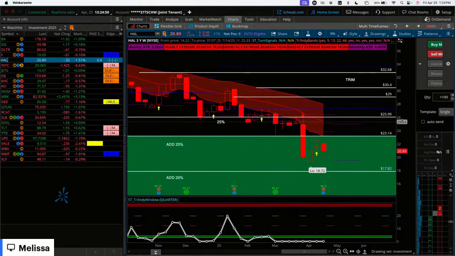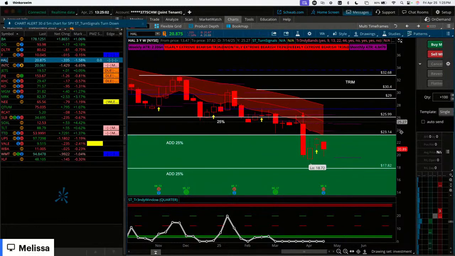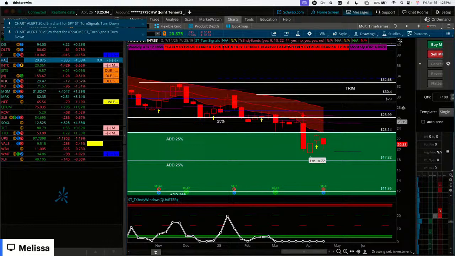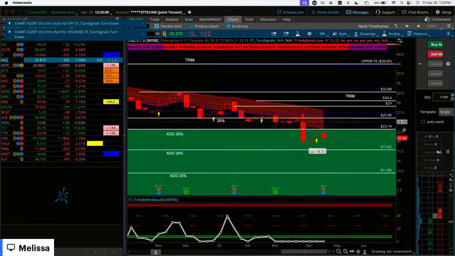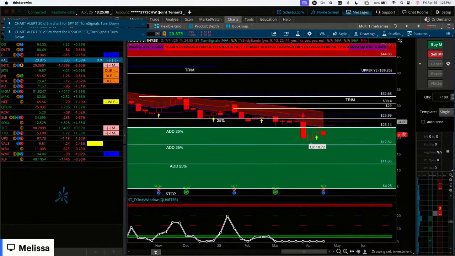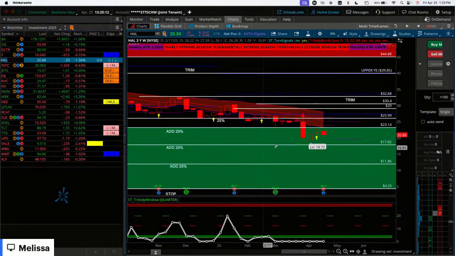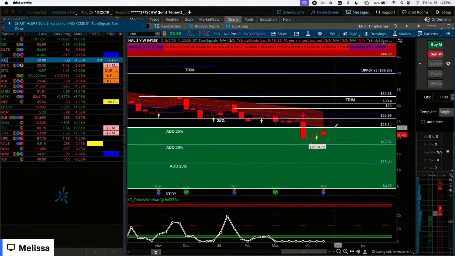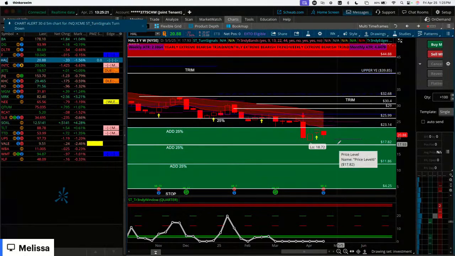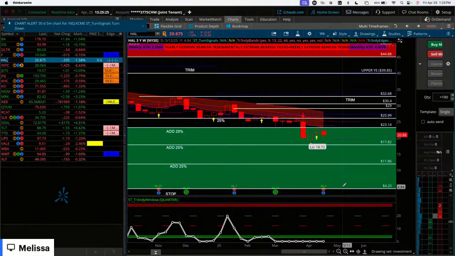All right, Halliburton, next pullback to add to Halliburton is 17.82 and 11.86. This is for equity here. As far as the leap options go, the next add is 17.82, 11.86, and then the stop would be 4.25.